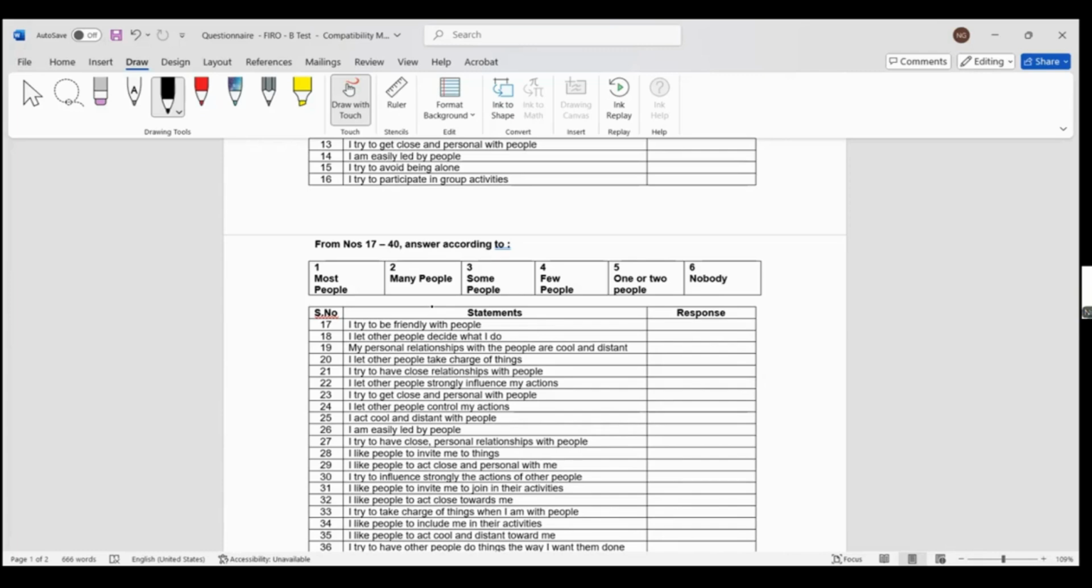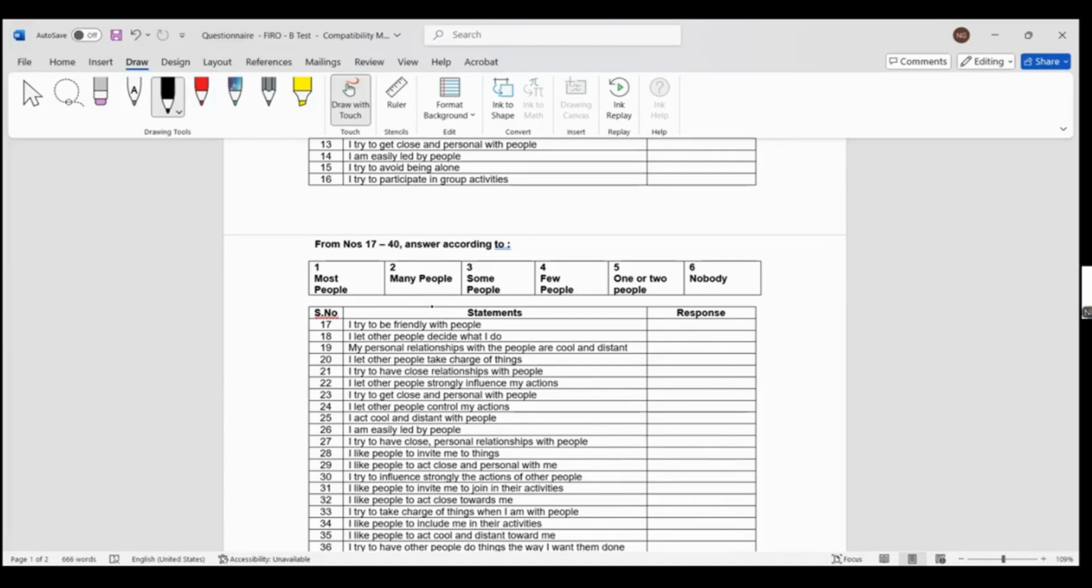Let us take the second one, 17 to 40. Now the rating is 1 to 6. So most people, and 6 will be nobody. I try to be friendly with people. Most people, many people, some people, few people, one or two, nobody. Then you have to think, in general, what kind of a person am I? Am I friendly with most people? In general, am I a person who is friendly with many people? Or only with few people whom I know? Only my close people? Or just one or two people? Got it? That's how you need to think about yourself in general, what you do, and respond to the statement.